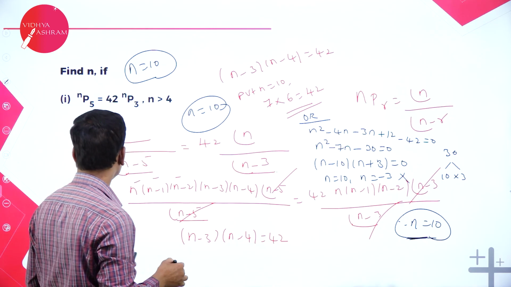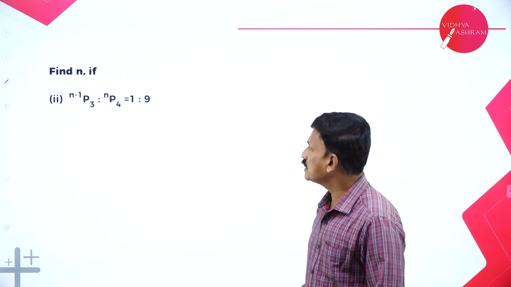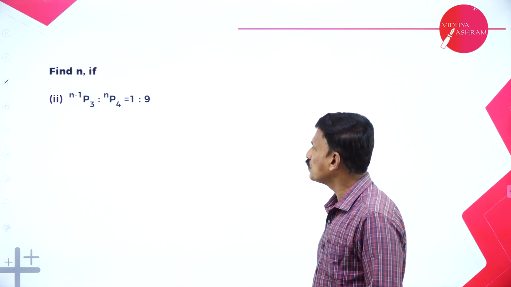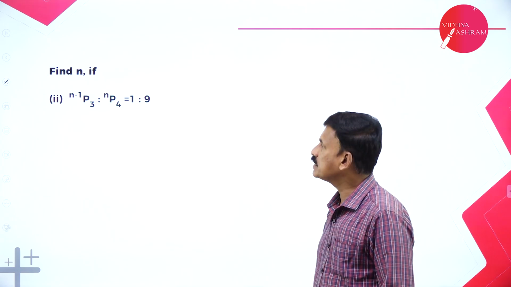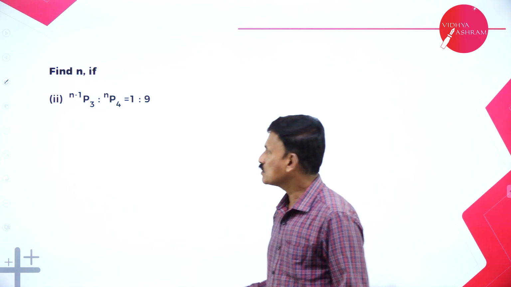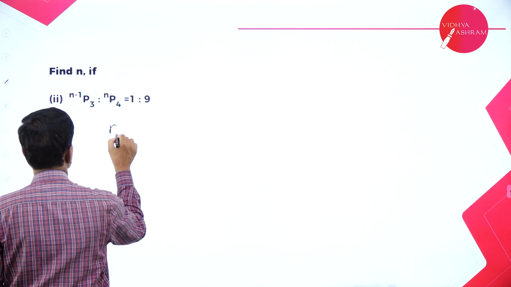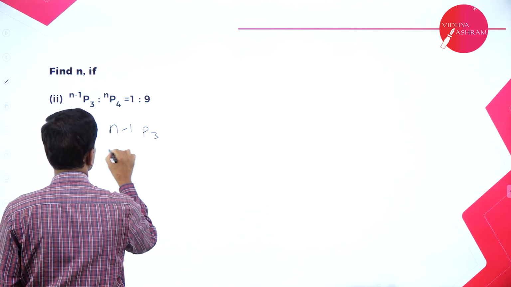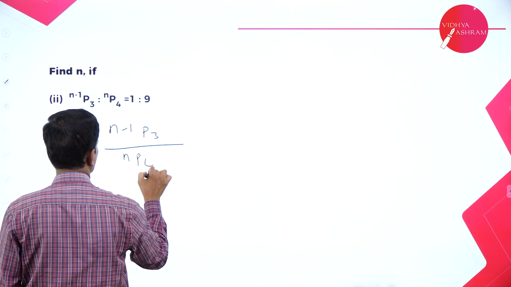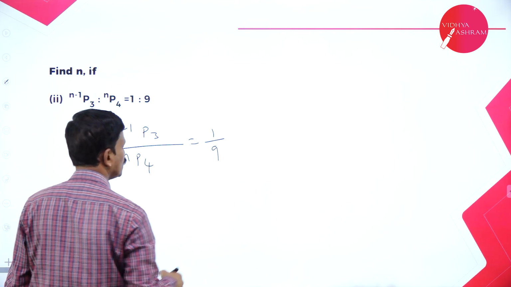Now move on to the next problem. If (n minus 1)P3 is to nP4 is equal to 1 is to 9, then find the value of n. So what is given? Given that (n minus 1)P3 divided by nP4 is equal to 1 by 9.